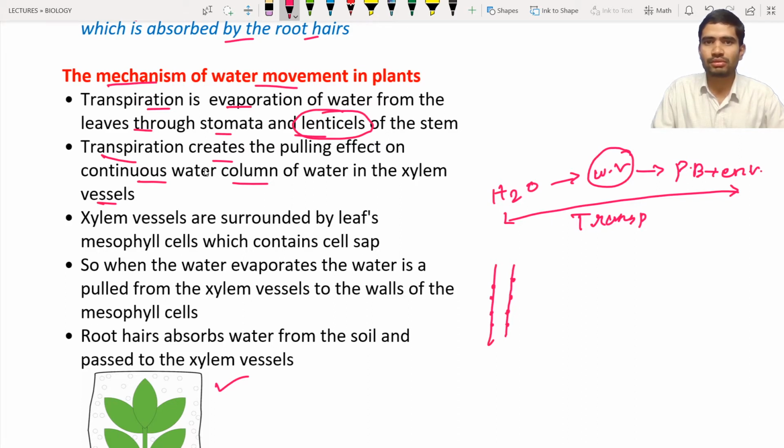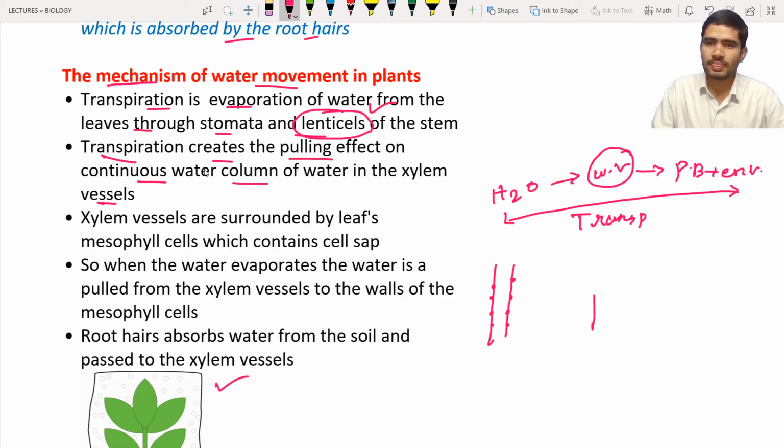In chapter 2 we have discussed about the lenticels in the stem. It is going to help in the respiration. Not only respiration, it is also going to help in the transpiration process. So this transpiration which is done in the leaves is going to help in the pulling effect on the continuous water column.